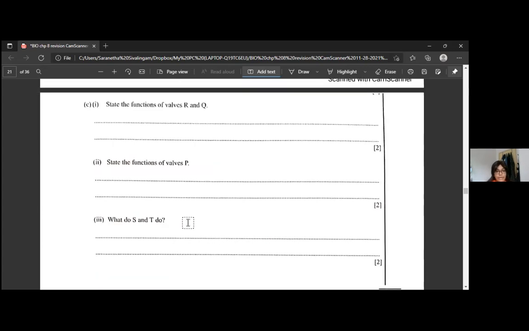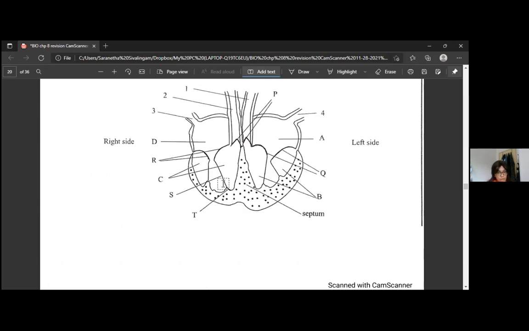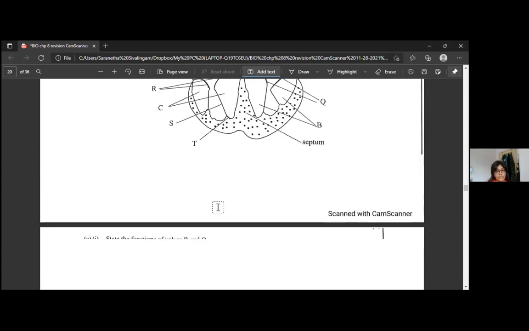And what do S and T do? So S here is the tendon and T is the papillary muscle. So the papillary muscle opens the valves and prevents the valves from inverting during the contractions. And S is a tendon, it attaches the valve flap to the muscle. And this is the answer here.